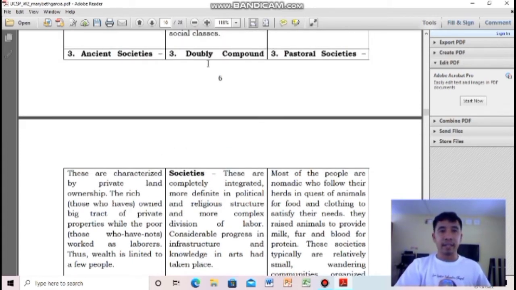Okay. Next one is the doubly compound societies. These are completely integrated, more definite in political and religious structure, and more complex in division of labor. Considerable progress in infrastructure and knowledge in arts had taken place. Mga bahambal diya completely integrated, no? Damo na diri sang integration of the different groups and practices by which more definite, no, about sa political and religious structure. Kumbaga, complex, no, mas komplikado na ang division of labor o ang pag-ubra or trabaho.